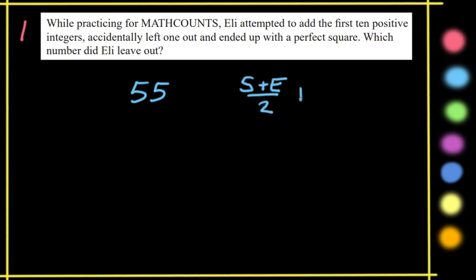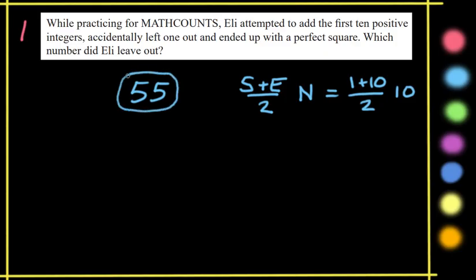That gives you the average value as long as it's an arithmetic series. And then you have to multiply by the number of numbers. So in this case, the starting number is 1, the ending number is 10. You divide that by 2, and you multiply by the number of numbers, which is 10. So that gives you 11 times 10, which is 110, divided by 2 is 55. So 55 is what he would have gotten if he had not left one out.